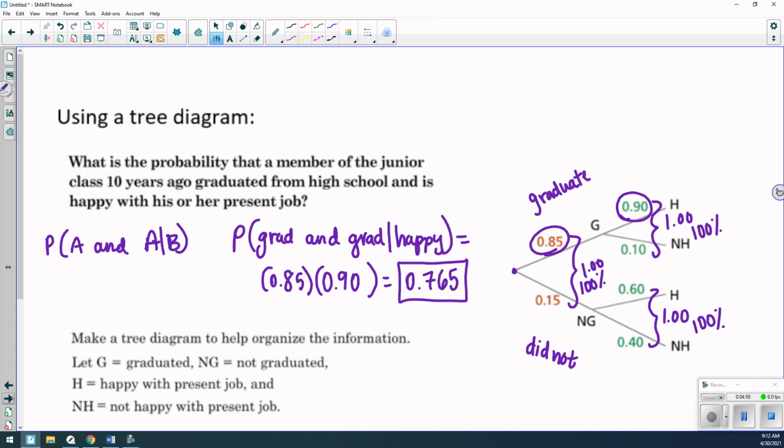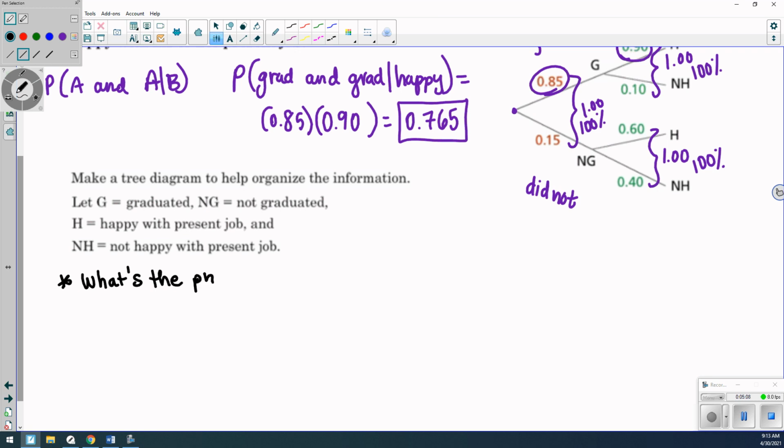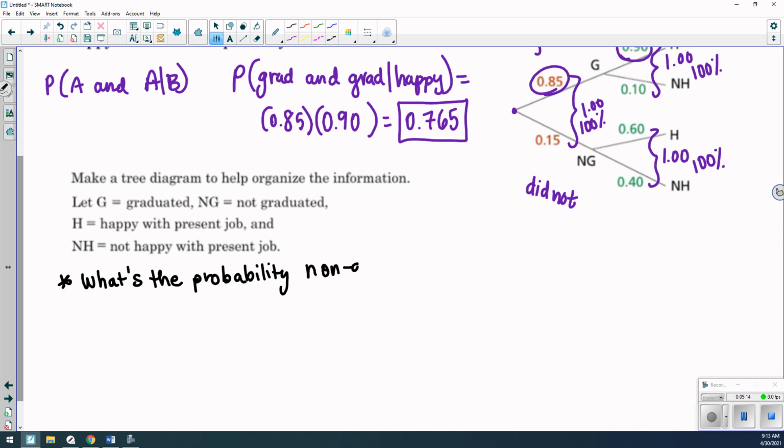So now if we take a look at another question pertaining to the same tree diagram, let's add this to our notes. What's the probability that a non-grad from the same class is happy with their job? So I'm going to leave some words out, but you get the gist of this question. We're talking about the same group of students that didn't graduate but are happy.